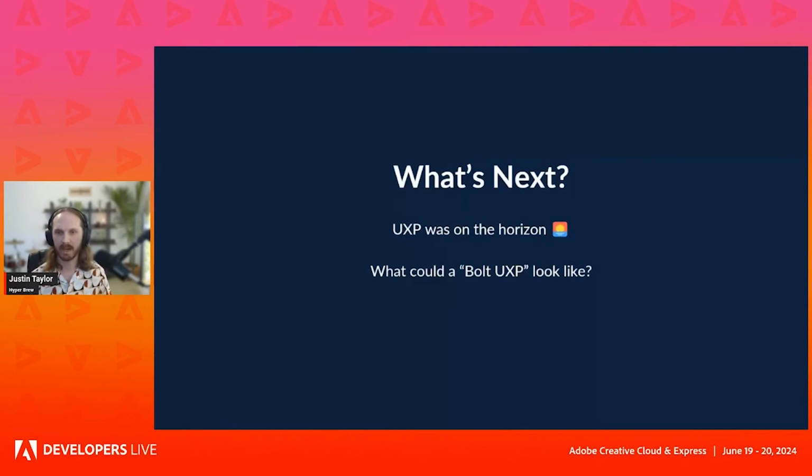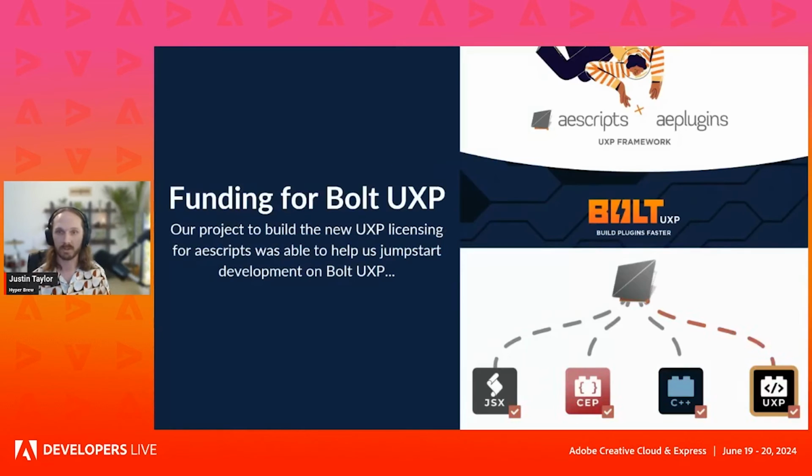So we looked at what that was going to be. It was going to take some time, but we had an awesome way to get this to production. We had a client project with AE Scripts that they wanted us to build a UXP framework for their UXP plugins hosted on their site. And so after some discussion with Lloyd, he was really excited to fund Bolt UXP and then have the AE Scripts licensing framework as a wrapper around that, which was fantastic. So that basically allowed us to jumpstart Bolt UXP and get that out to the public.